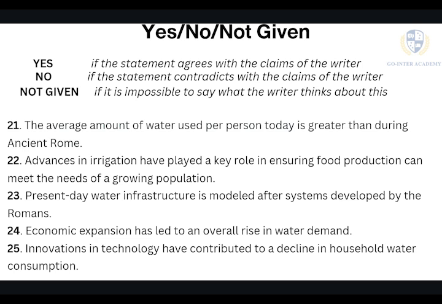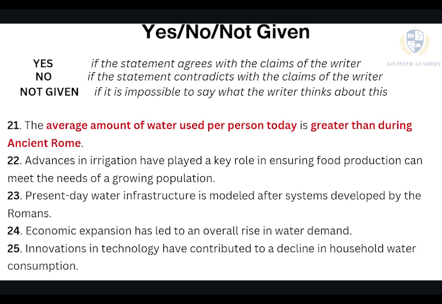Question 1. The amount of water used per person today is greater than during ancient Rome. So after doing the matching heading exercise, we know that the information related to this can be found in paragraph A. But before we go to look for our answers, let's first highlight a few key ideas in the question. Our key ideas can be average amount of water used per person today and greater than ancient Rome. This question is making a comparison between two periods, modern day and ancient Rome.